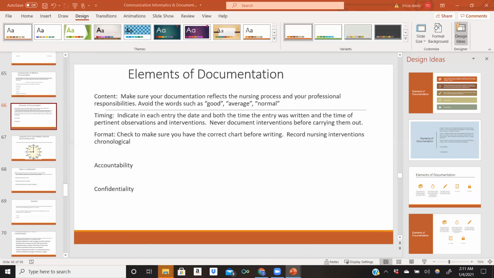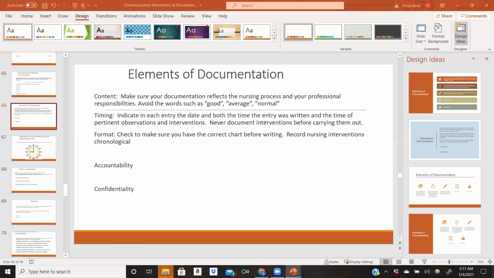So, elements of documentation. Your content. You want to enter information in a complete and accurate, concise, current, and factual manner. We just said that on the other slide. You want to make sure your documentation reflects the nursing process and all of your professional responsibilities. You want to record patient findings, so any observations of behavior, rather than your interpretation of these findings. You have to document things that you can actually see.